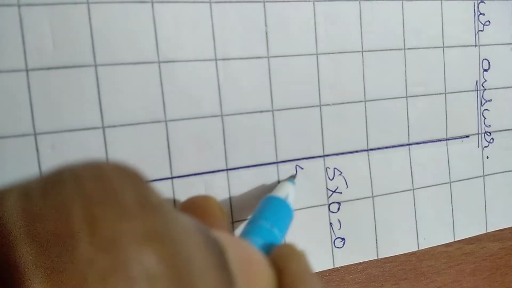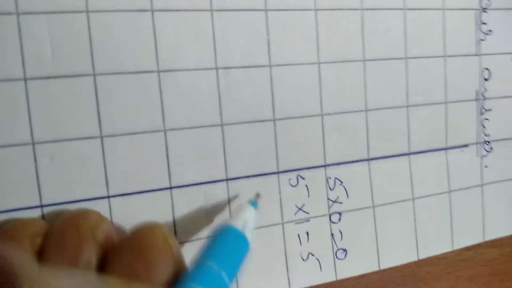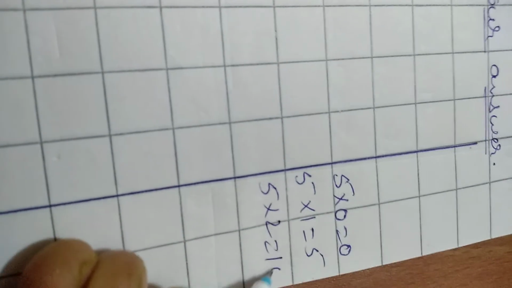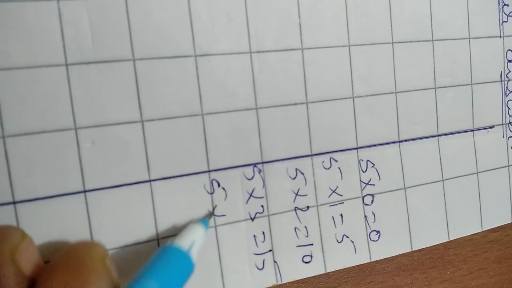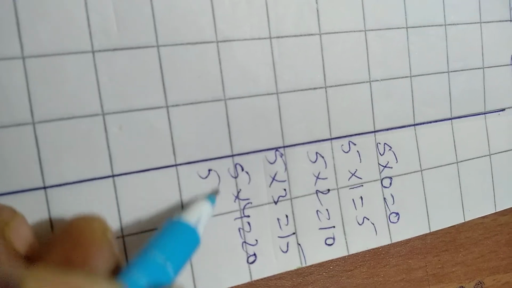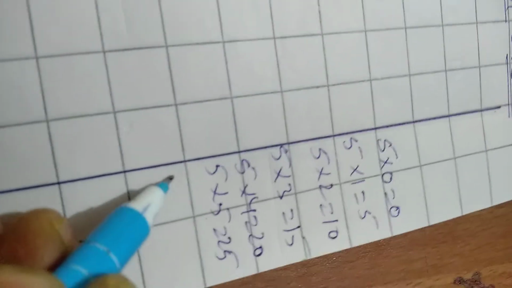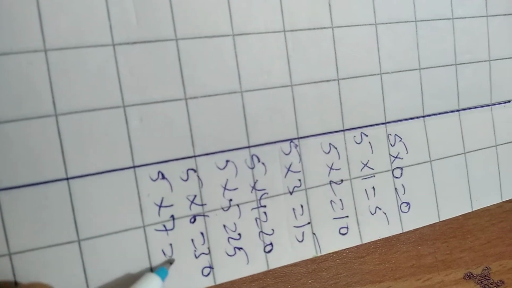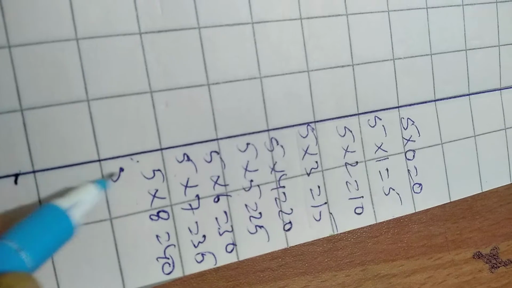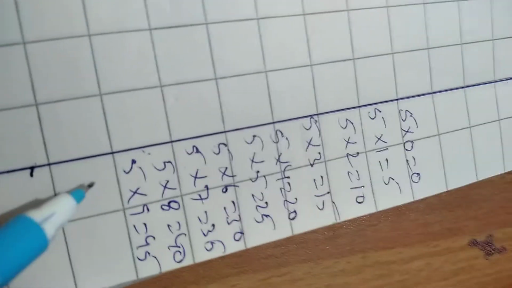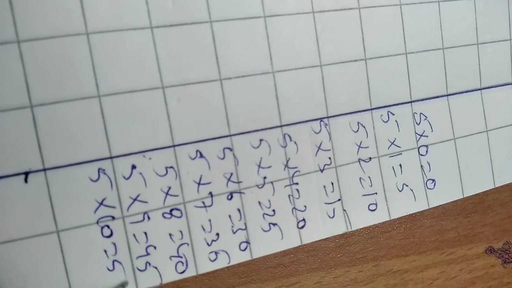Let us write: 5 zeros are 0, start from 0. 5 ones are 5, 5 twos are 10, 5 threes are 15, 5 fours are 20, 5 fives are 25, 5 sixes are 30, 5 sevens are 35, 5 eights are 40, 5 nines are 45, and 5 tens are 50. Okay, we have written the 5 table completely here.